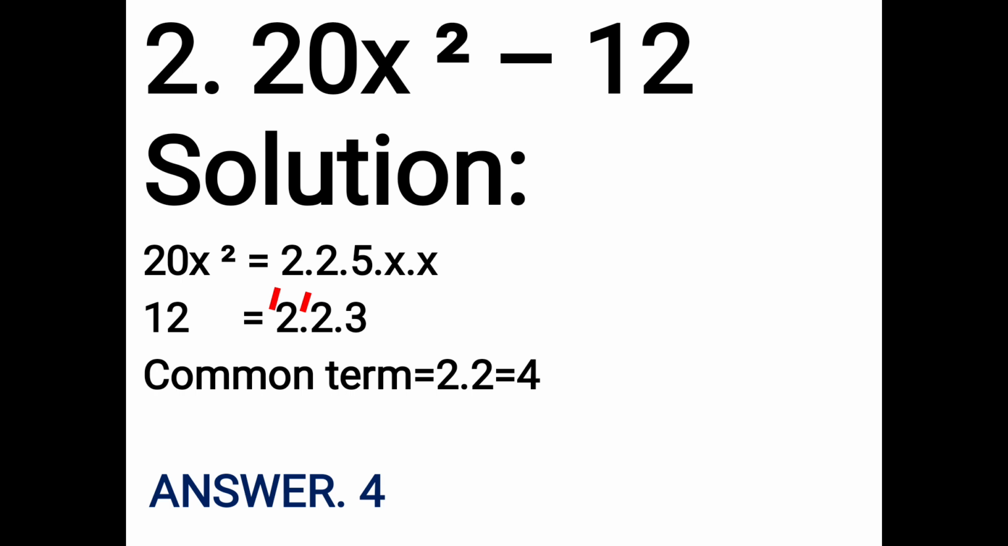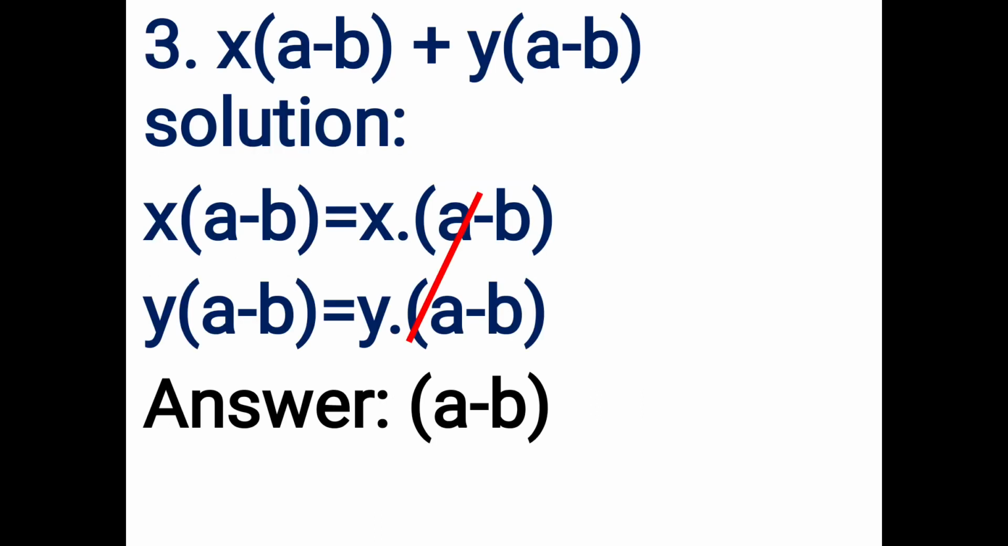Then for number 2, we have 20x squared minus 12. For the solution, for 20x squared, we have 2 times 2, 4, times 5, 20, then x times x. Then 12 is 2 times 2 times 3. The common term we have is 2 times 2. Then the answer is 4 for the greatest common factor.